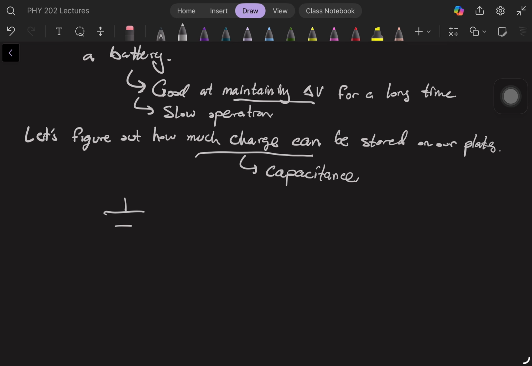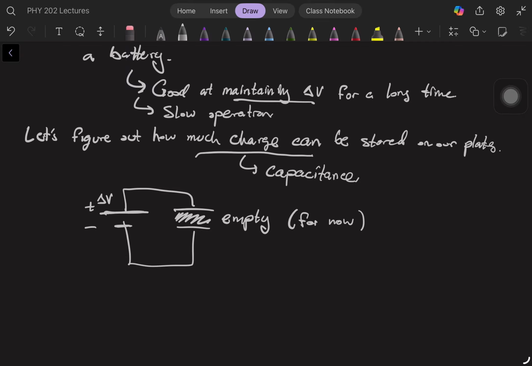If we're ever drawing this in a circuit, let's say you have a battery. A capacitor is always just two parallel plates, plus and minus for some delta V. For a battery, you always have one long line and one short; for a capacitor, they're the same size. And for what we're going to do, we're going to say the space inside our capacitor is empty, for now at least.